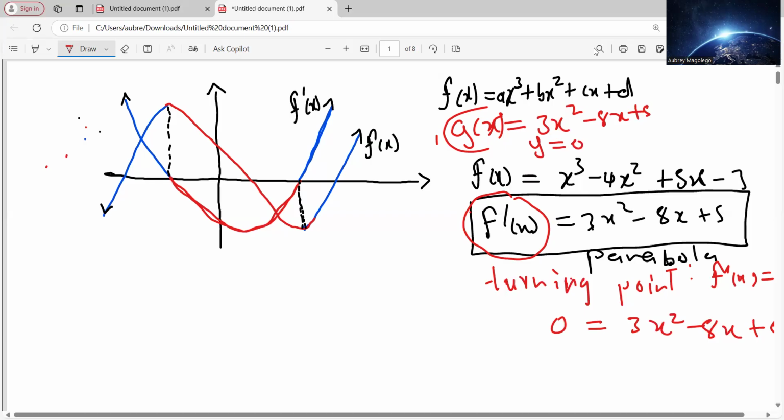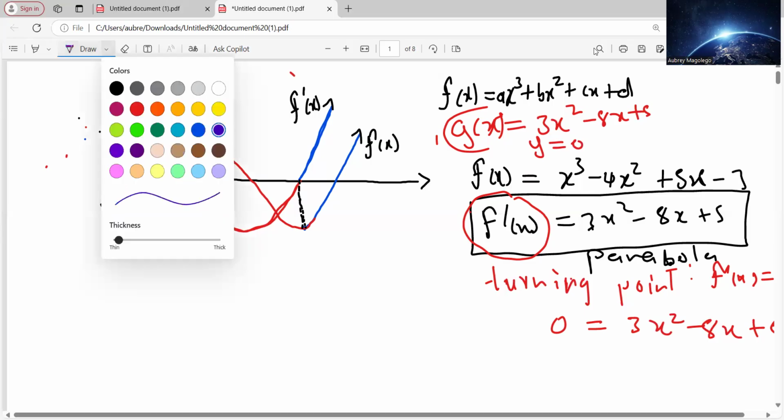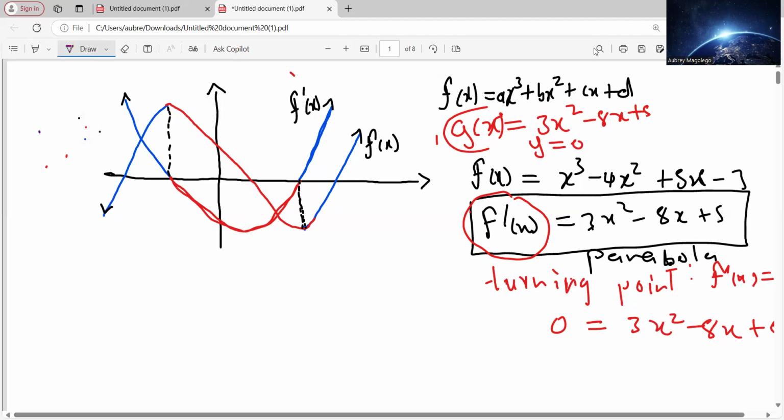Now our cubic function, when we derive it, we get the parabola. But what is the relationship between the two? The relationship is that when we derive a cubic and get the parabola, the x-intercept of the parabola is equivalent to the x turning point of the cubic. They don't share the y value, they only share the x values. That's what we know.